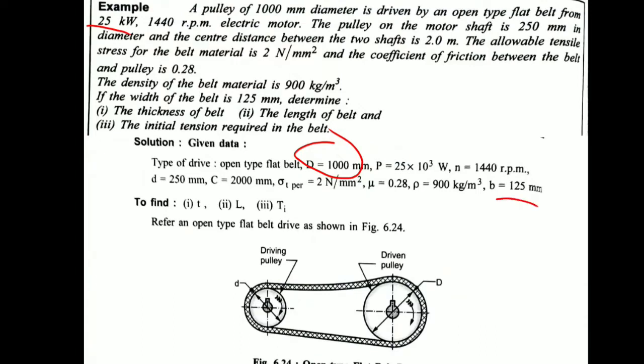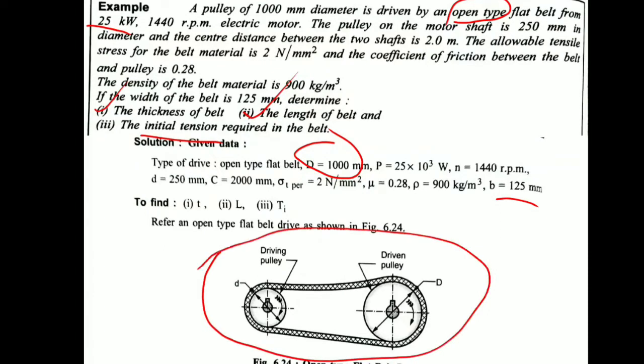Determine first the thickness of the belt, small t. Second, the length of the belt, capital L. Now we have to check for the length whether it is an open or cross belt. Here it mentions open type, so I know the open type equation. Then third, the initial tension. So go sequentially, and you must draw the diagram. You must know which is the driving pulley and which is the driven pulley, capital D, small d, and the center distance. You need to indicate these in your diagram first.